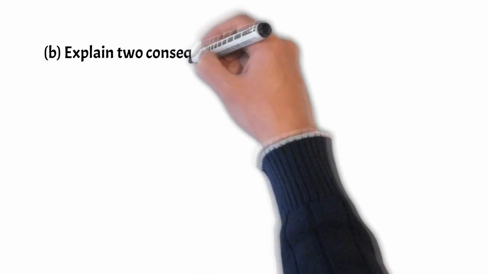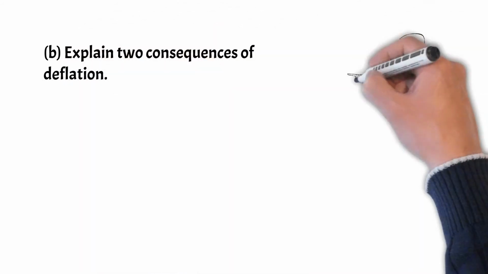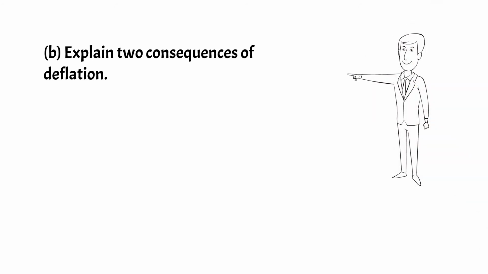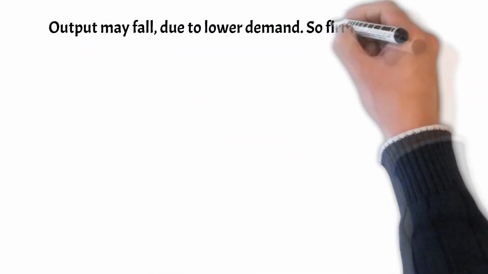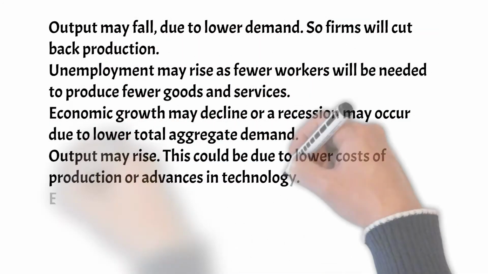Next, explain 2 consequences of deflation. Remember, explain, so we have to give details. Because this is 4 marks, we can imagine how it will be marked. 1 mark for each thing that is a consequence of deflation, and 1 mark for explaining it. Output may fall, due to lower demand. So firms will cut back production.